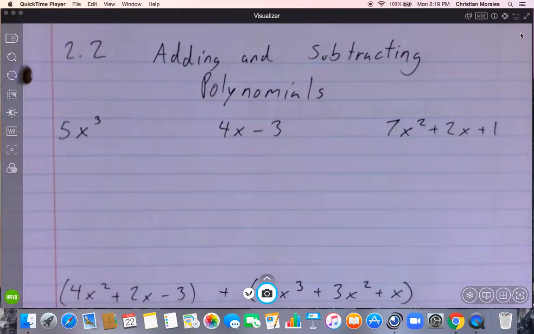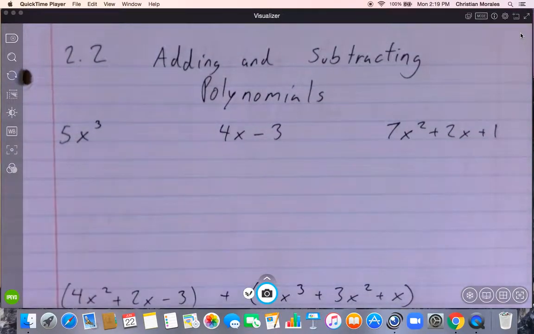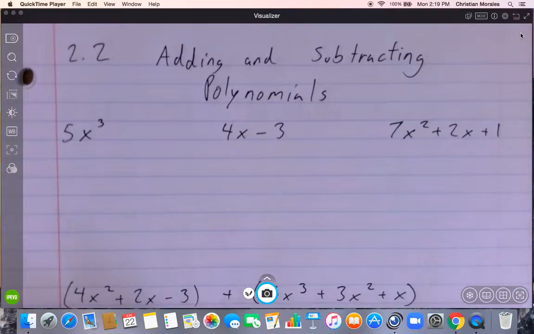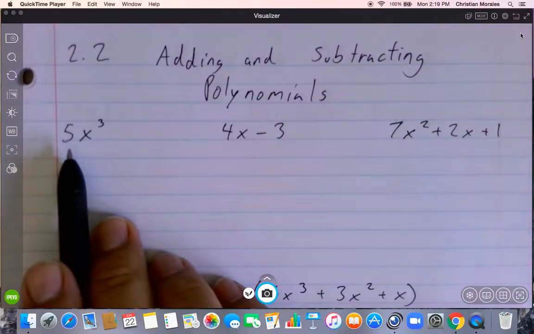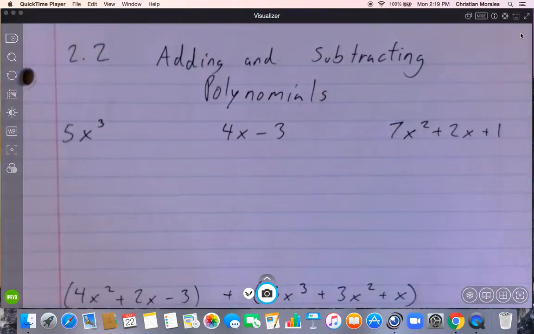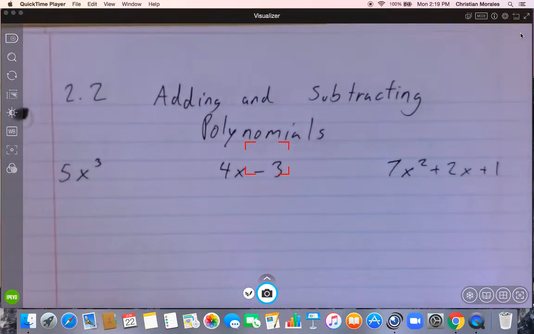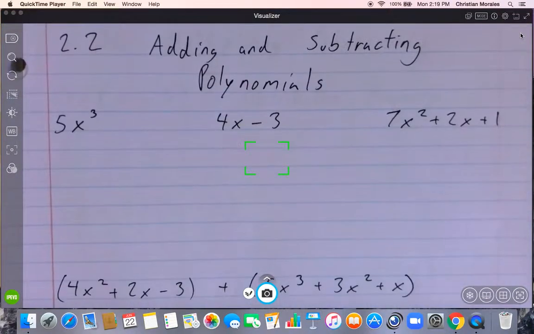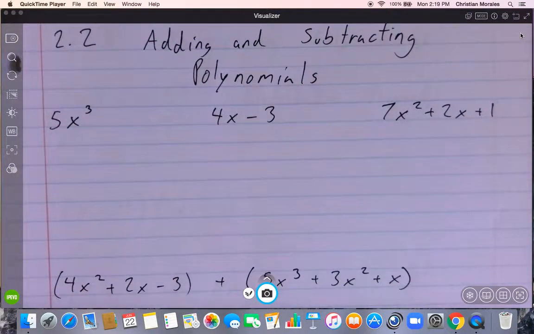Okay, adding and subtracting polynomials. Now, the first thing is identifying them properly. So polynomials are combinations of numbers and variables and exponents. So guys, all of these are polynomials, okay? Now they can be more specific. Let's start with the terms.